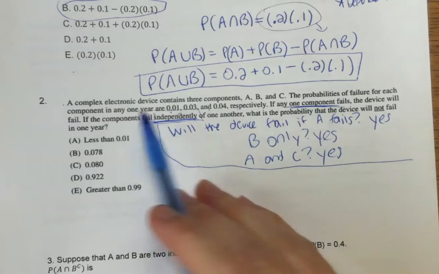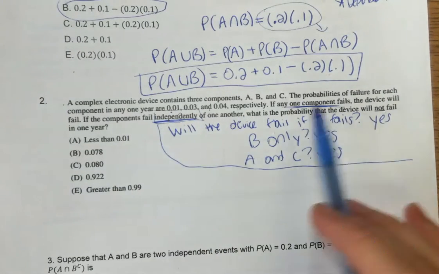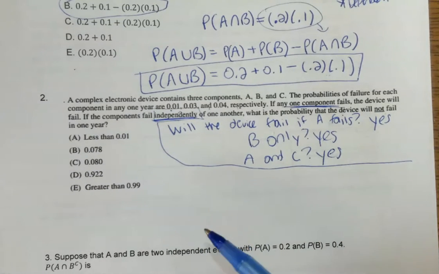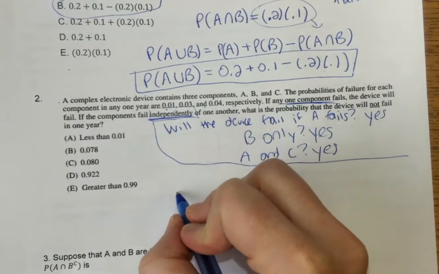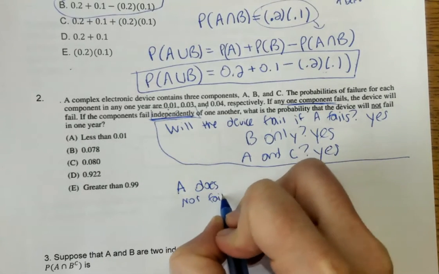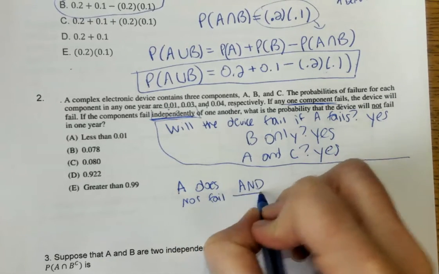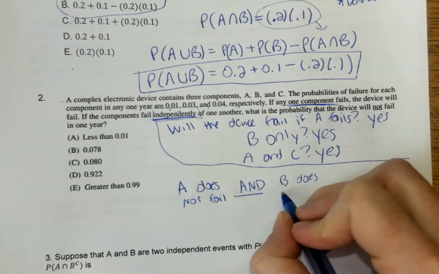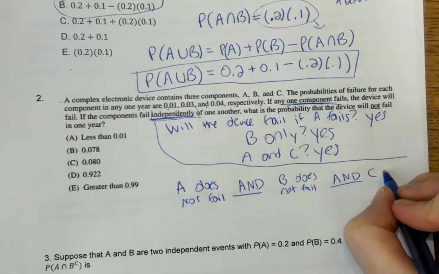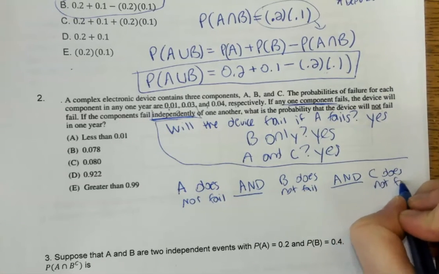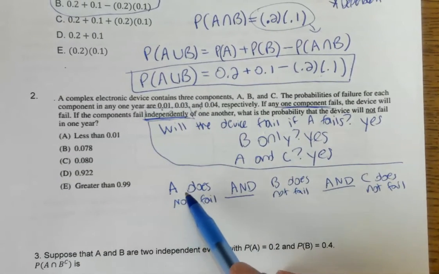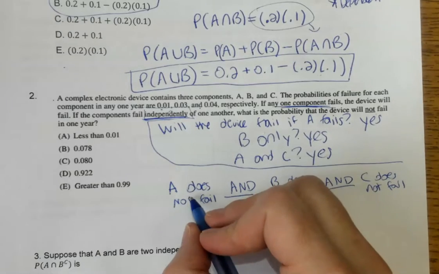Because it asks us, if the components fail independently of one another, what is the probability that the device will not fail? Well, we've got only one situation where the device will not fail, and that's if A does not fail and B does not fail and C does not fail. This is our only outcome where the machine is not failing. All three of them have to work.